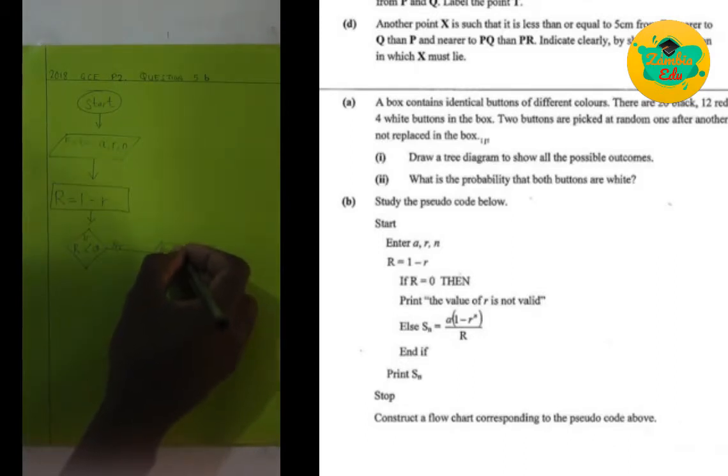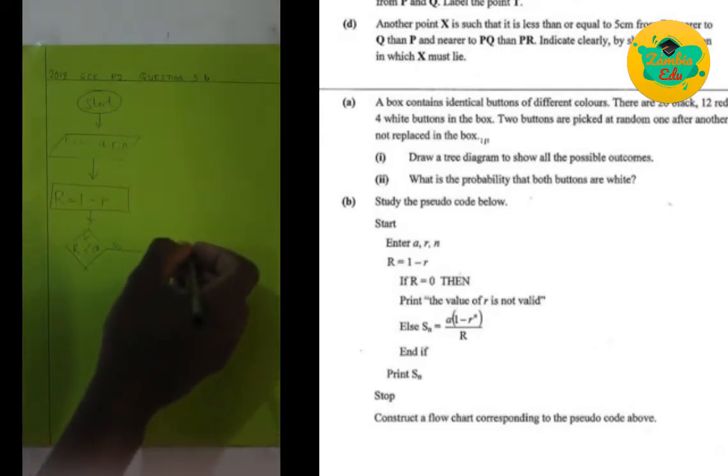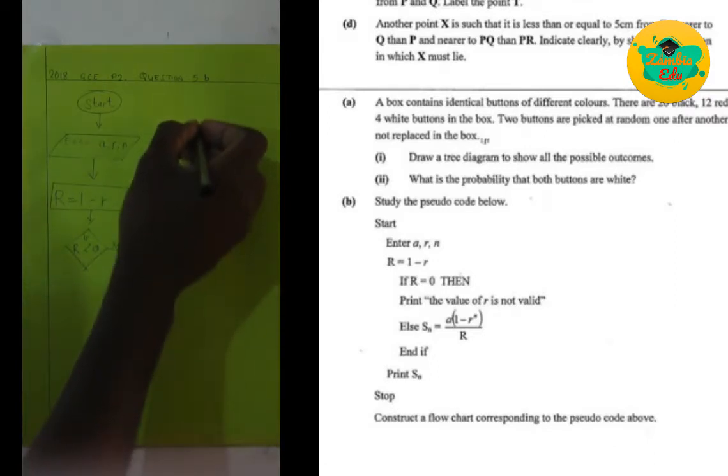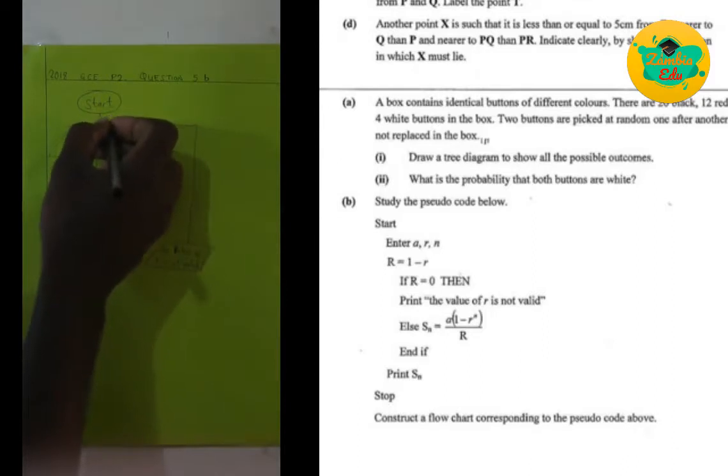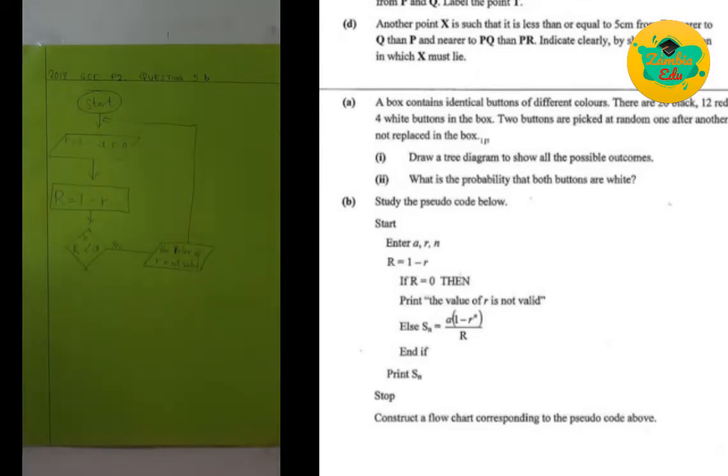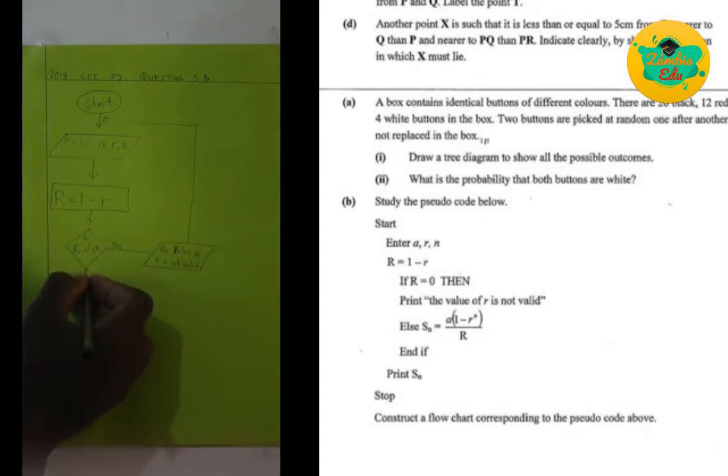The value of R is not valid. Which means you have to go back up again and go and re-enter in that way. Else means no, it was for no. Else, the flow is going in that direction.